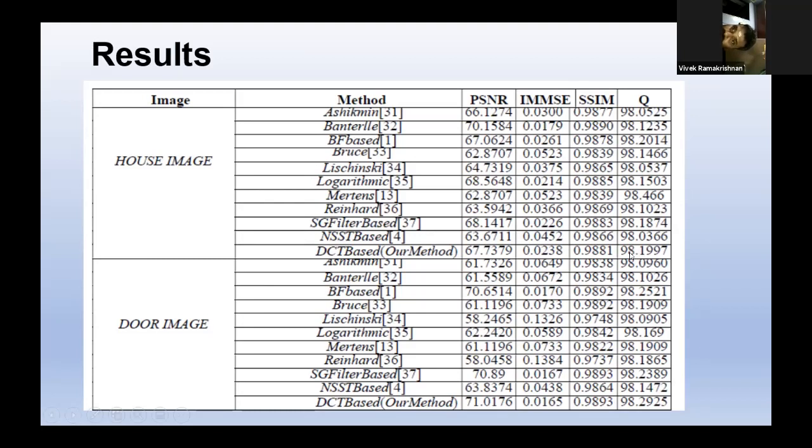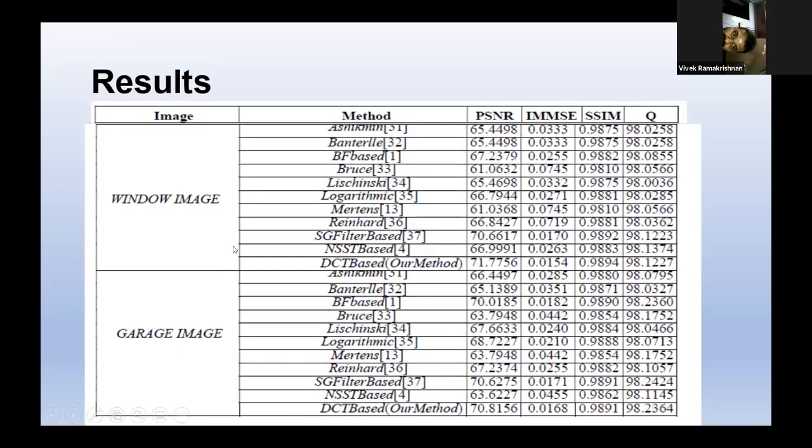So the composite image obtained is coming out with around 98, and here it is again 98.2925. Similar values are obtained for the window image, and you can get the PSNR of 71, 70, and MMSE is less, and SSIM is good, and the Q factor is also good. So a higher value is desirable for the Q factor for the algorithm to be more effective.